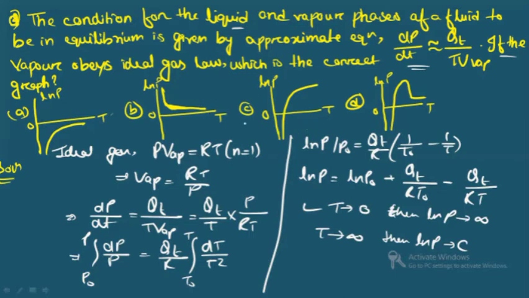So the third option, if you see, is the correct option, because you see here when T tends to 0, then this ln P is negative of infinity, and when T tends to infinity, then ln P is a constant. This graph is showing these particular conditions, right? So the correct option is option C here. So this is how you can calculate.